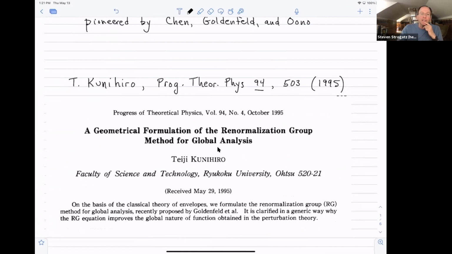So he says, I'm not positive that this is a male. I don't know my Japanese names so well. So is Teiji a male or female?